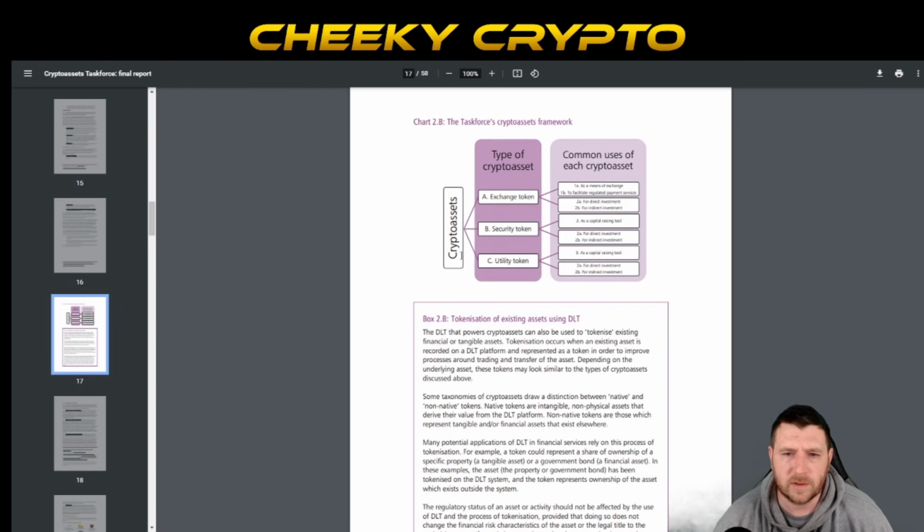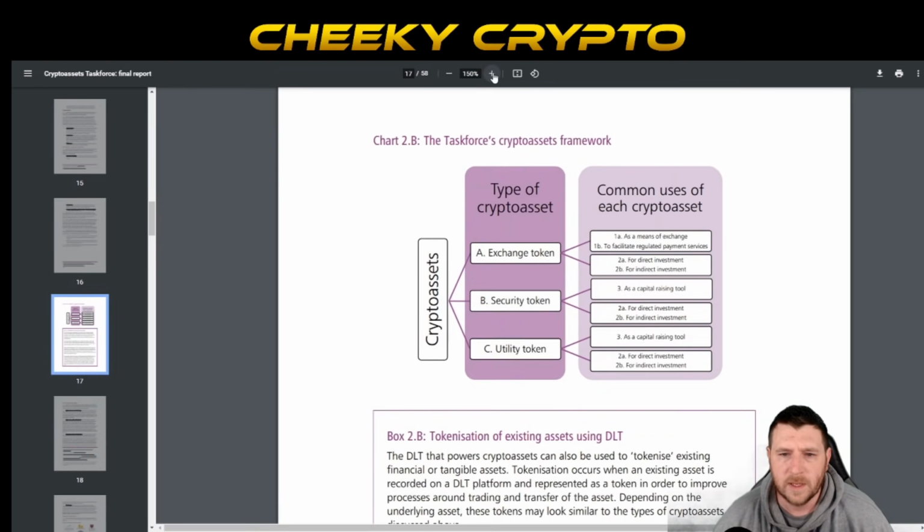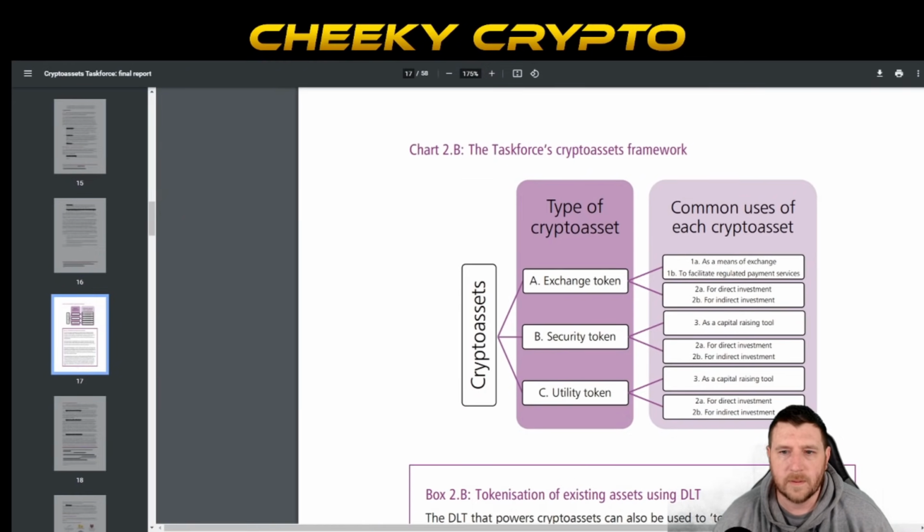So here we go. We've got the different categories here, right? Let me see if I can zoom this in so we can see that a little bit better. Yeah, we should be able to see that now. So type of crypto assets, an exchange token. So 1A, as a means of exchange. 1B, to facilitate regulated payment services. 2A, for direct investment. 2B, for indirect investment. Okay, so if your cryptocurrency or your crypto investment is in that camp, then it's an exchange token.